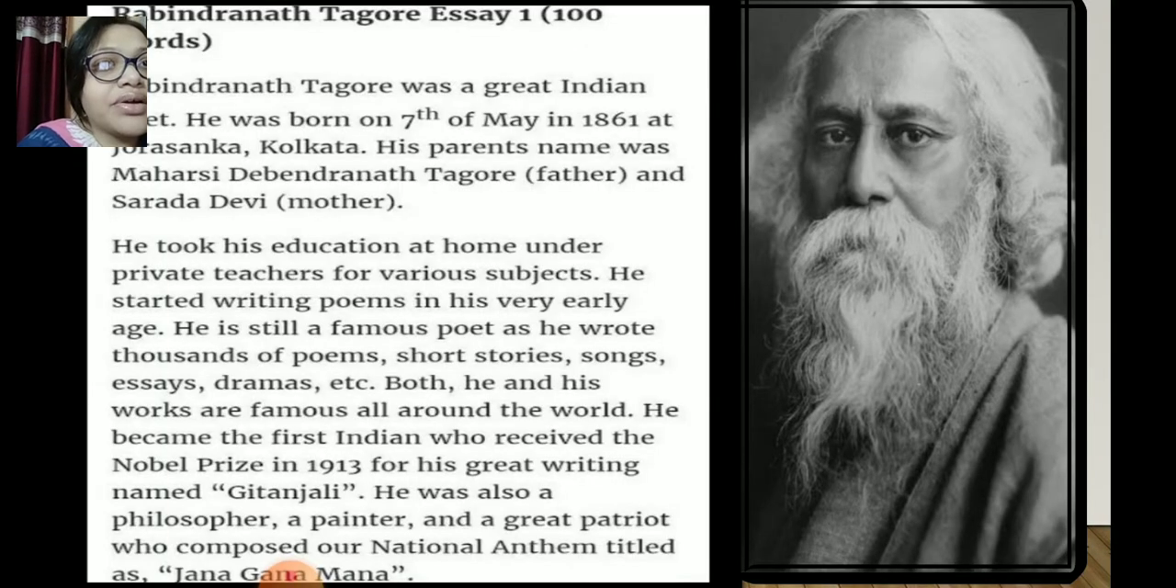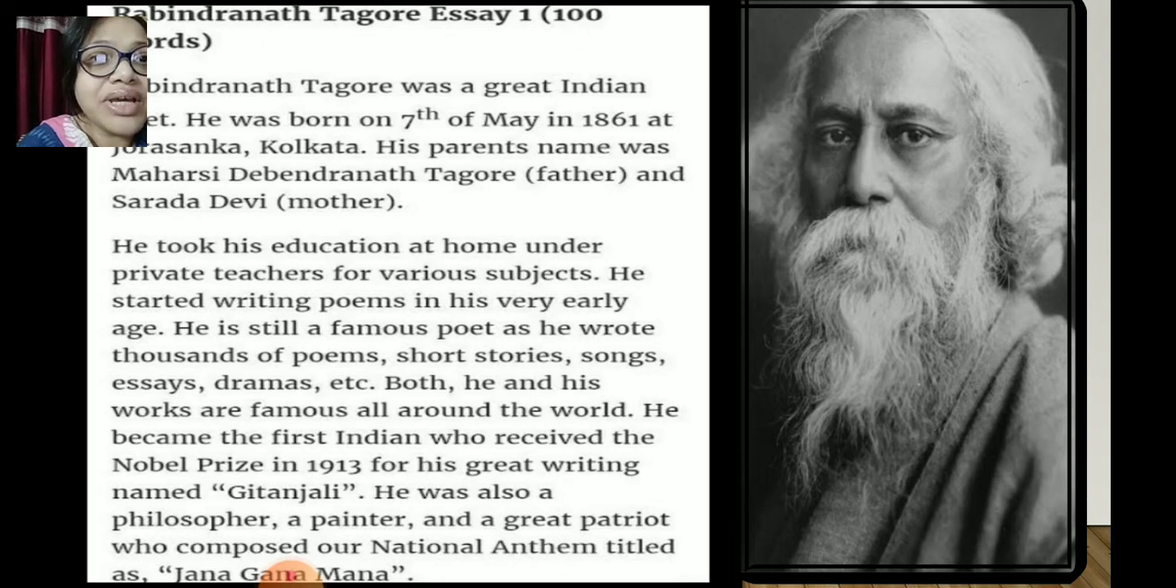Rabindranath Tagore. So everyone knows this prolific personality. Rabindranath Tagore was an Indian poet. He was born on 7th of May, which is coming very soon. We are going to celebrate it as Ravindra Jayanti. So on 7th May, he was born in 1861 at Jorashako, Kolkata. His parents' name was Maharshi Debendranath Thakur and mother's name was Sharda Devi.